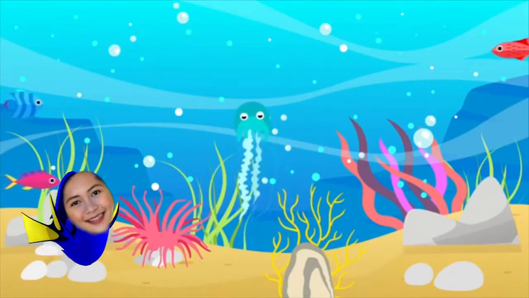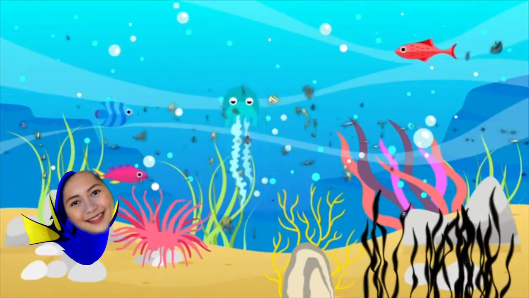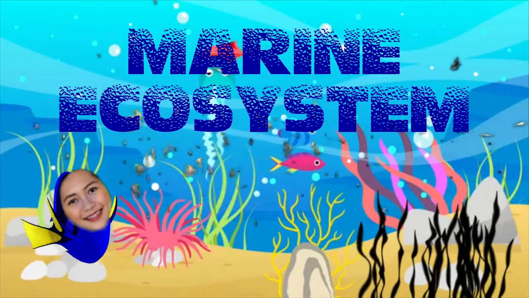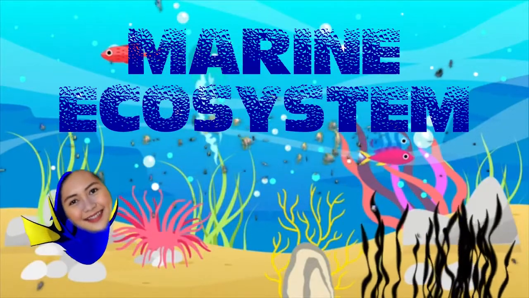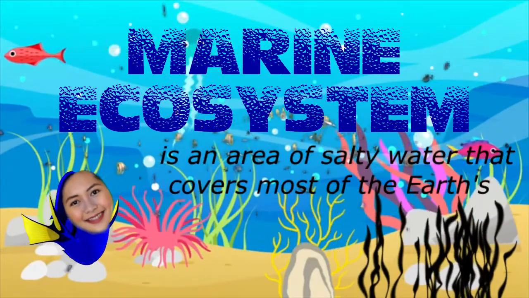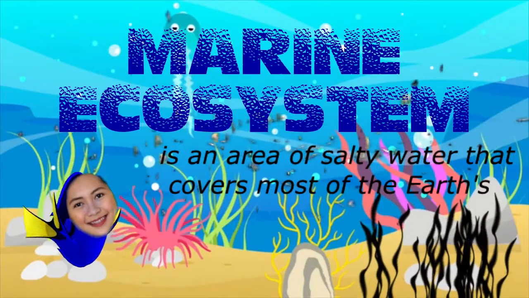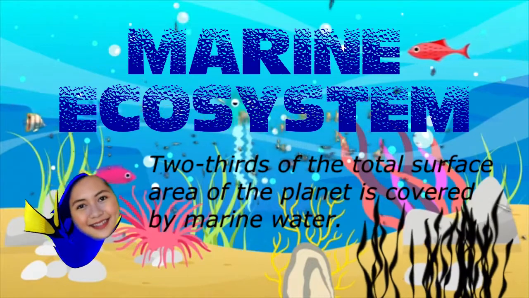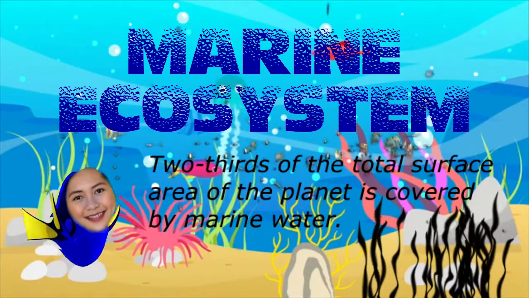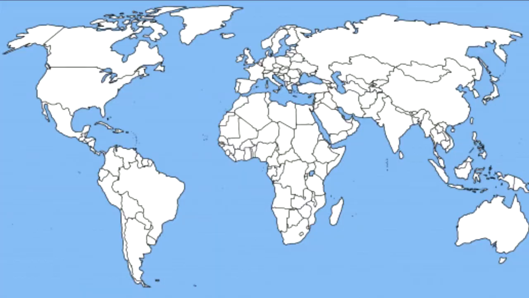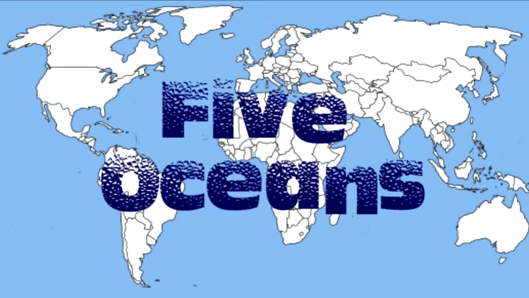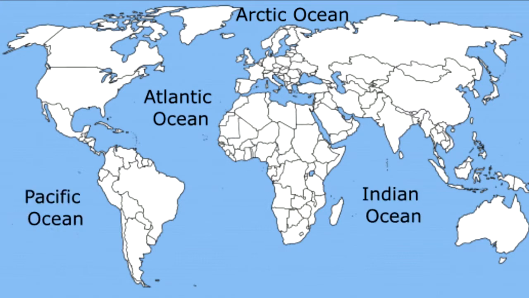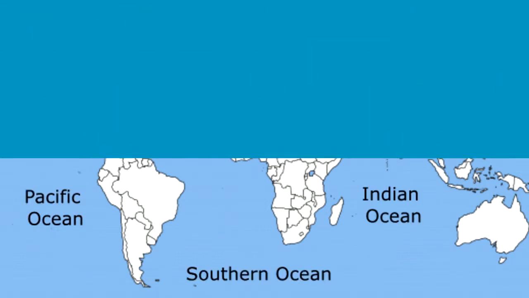There is a system in the ocean where plants and animals live harmonically in a place that is called the marine ecosystem. The marine ecosystem or the ocean is an area of salty water that covers most of the earth. 2/3 of the total surface area of the planet is covered by marine water. There are 5 oceans around the world: the Arctic, Atlantic, Indian, Pacific, and Southern Oceans.